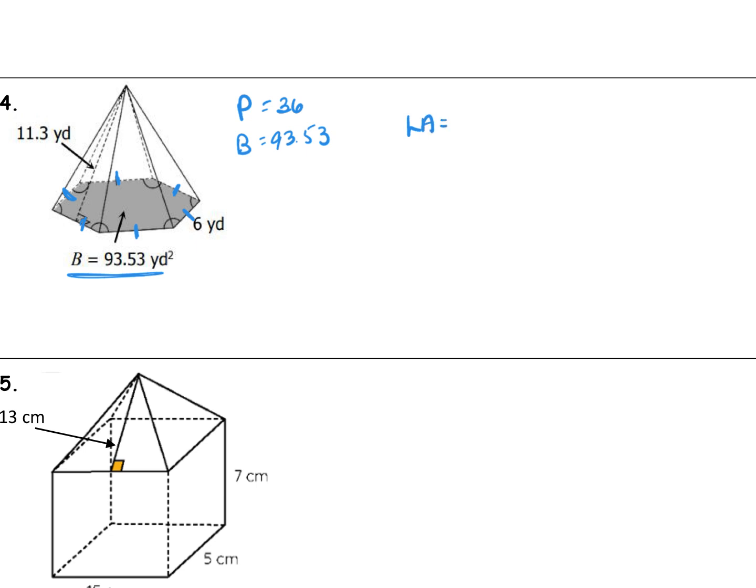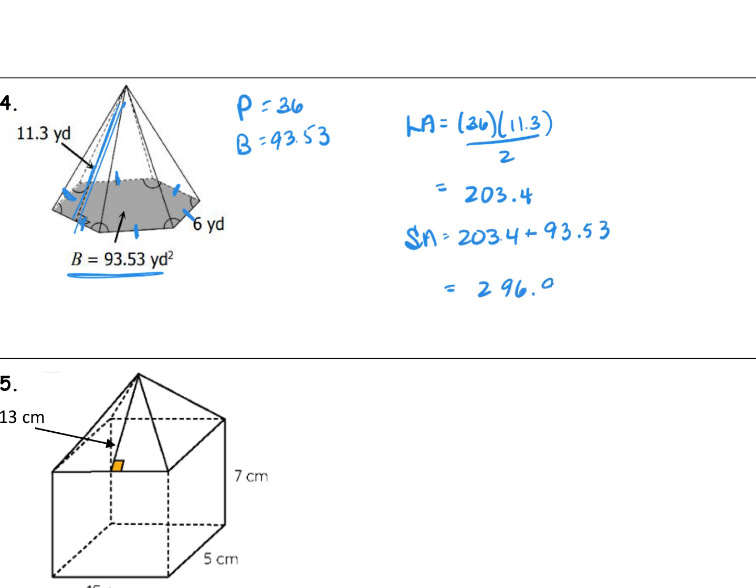So lateral area equals the perimeter of the base times our slant height, which it gives us is 11.3, and then divide that by 2. So when I do all that in the calculator, we should get 203.4. Surface area says take that number, 203.4, plus the area of the base, which it gave us, 93.53. And when we add those together, we're going to get 296.9 yards squared. Okay, one problem left.